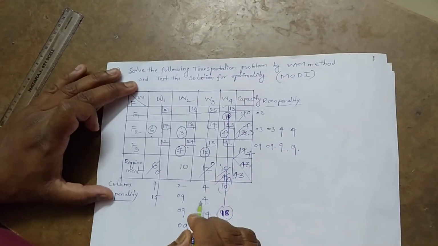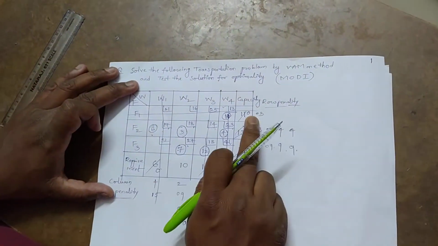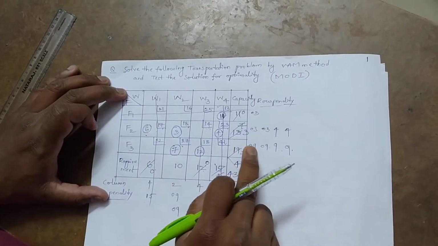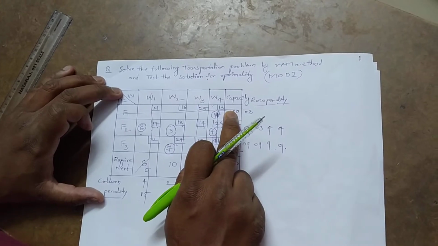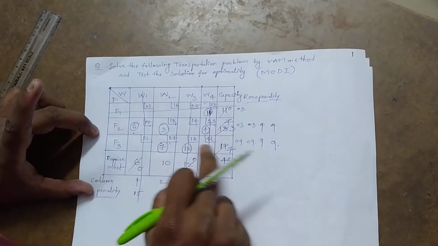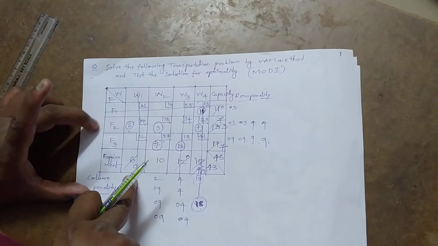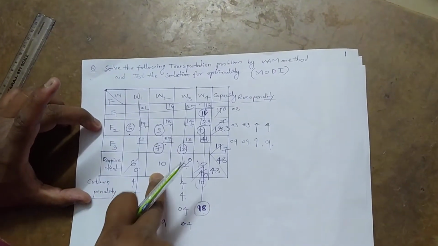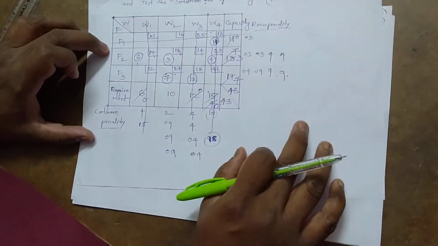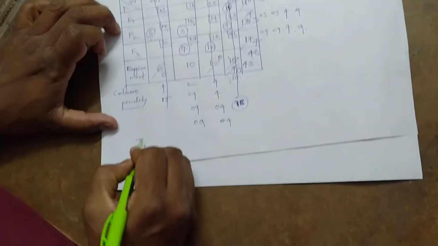So again we have to see whether all the rows and all the columns are fulfilled. In this particular row there is one allocation, in this row one allocation is there, in this particular column one allocation is there, and in this column allocation is there. So we have to make sure of that, and now we need to find out the total transportation cost.